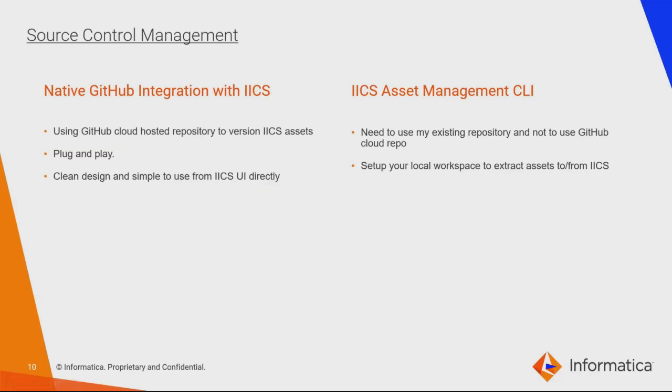I want to use GitHub on cloud repository, then I can go ahead and use the source control available with Informatica Cloud to version my IICS assets. It's a simple plug and play. All you need to do is just configure the URL, provide the username and password for the GitHub, and then you can continue going ahead and checking in your objects or pulling an object from GitHub. A clean and simple design to use from the IICS UI directly. That is the GitHub feature that we are talking about.